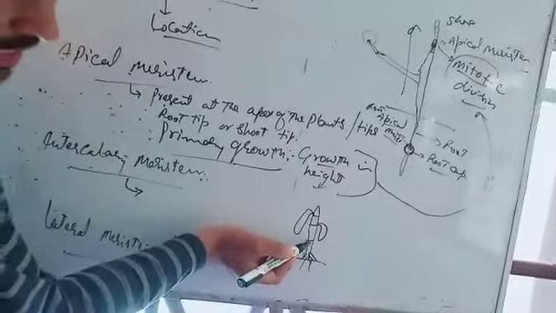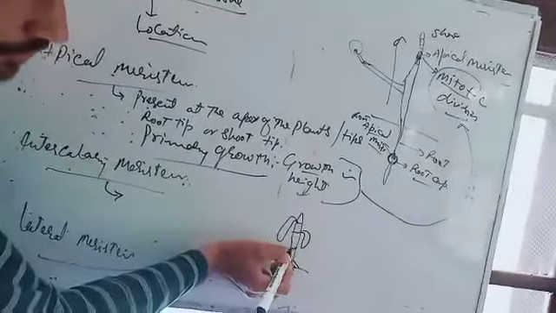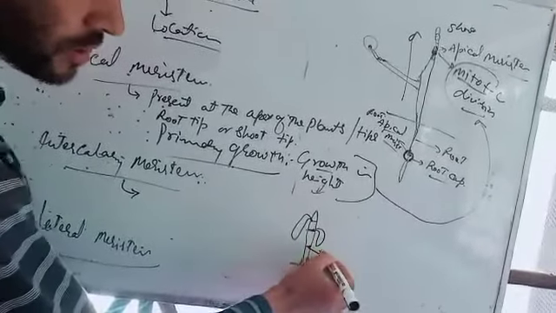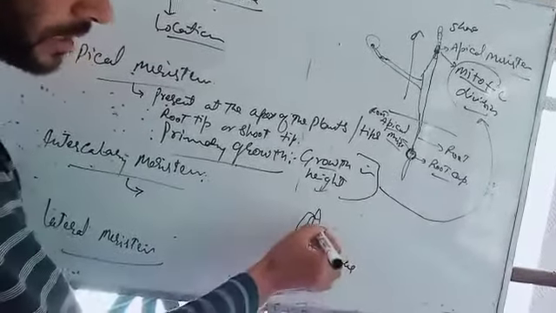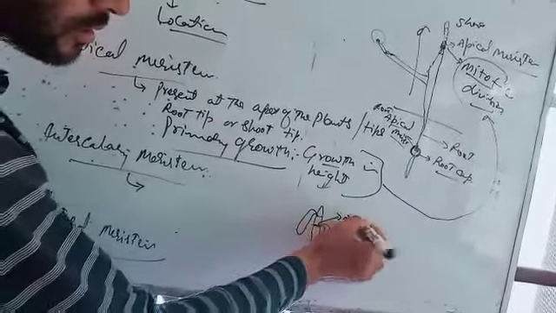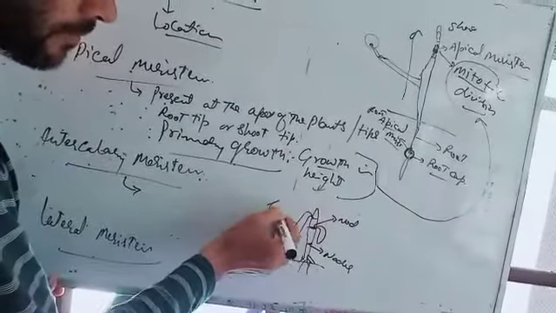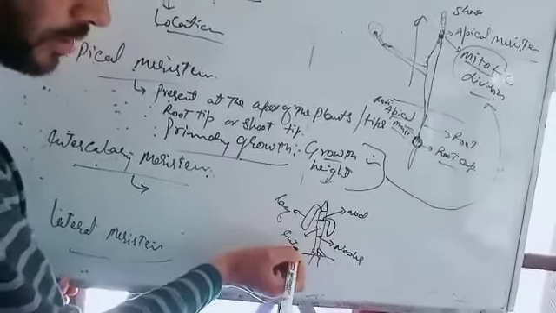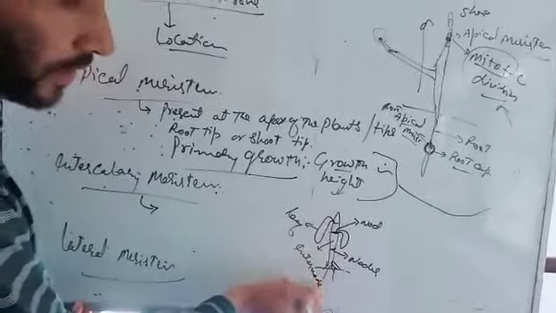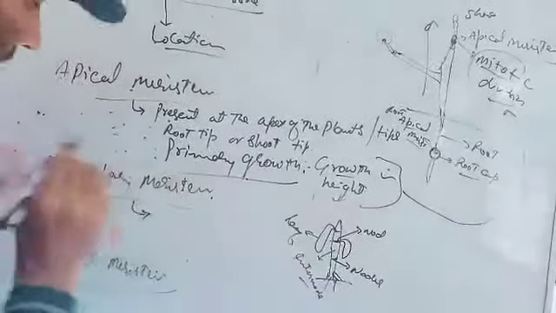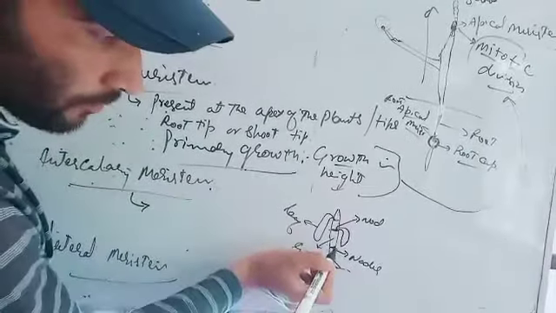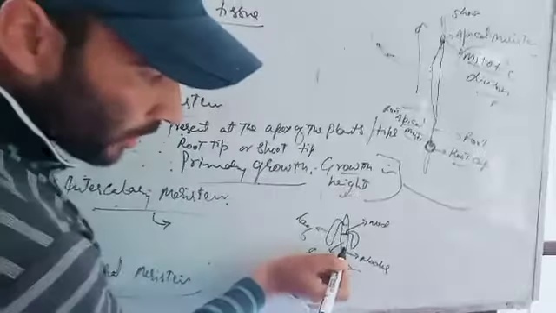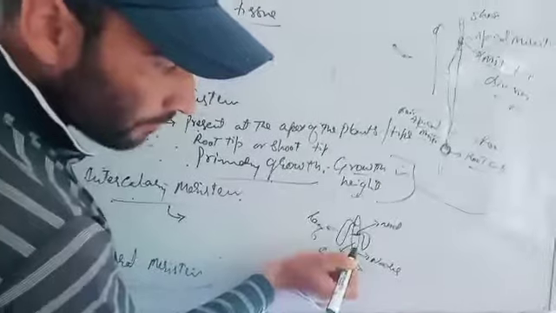This maize plant has these structures, which are known as nodes. This is also a node. It is a leaf, and between the two nodes there is an internode. Intercalary meristem is present at the base of the internode. That means it is at the base of the internode, here.